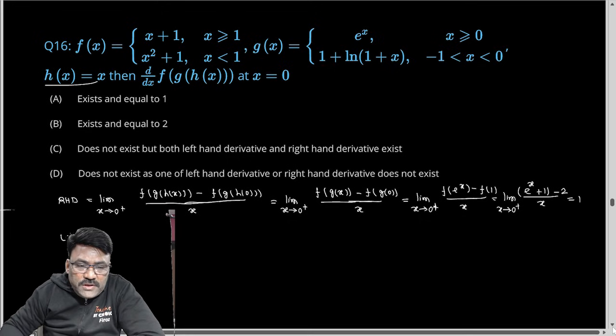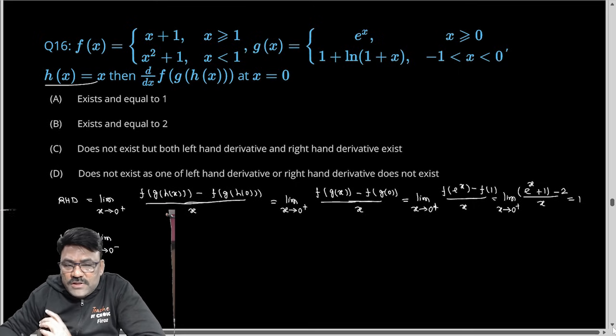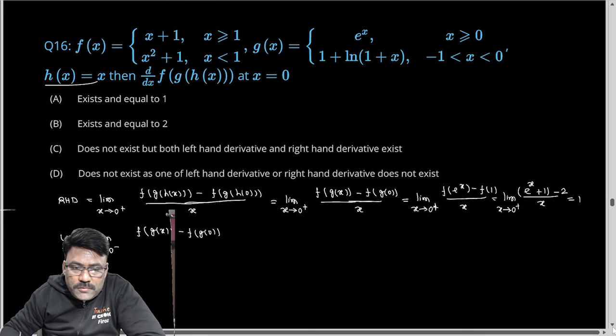Now let's check the left hand derivative. Limit x approaching 0 minus now. So same thing, you will write f of g of h(x), which is f of g of x. Again, same thing. Only the limit is changed from 0 plus to 0 minus. Otherwise, everything is the same. f of g of 0, over x. Now it is limit x approaching 0 minus.